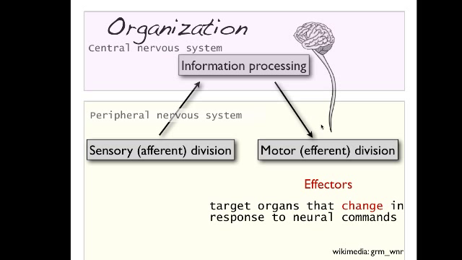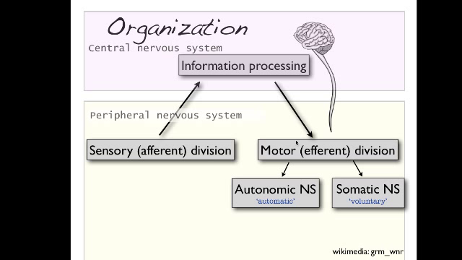Effectors in your motor division are target organs that change in response to neural commands. As an example, let's say your sensory division detected that you were touching the stove burner. That impulse is going to be sent very, very quickly to your central nervous system, and then there's an impulse that's going to be sent very, very quickly away to your hand muscle to move it away from the hot stove. The motor division can be further subdivided into two divisions.